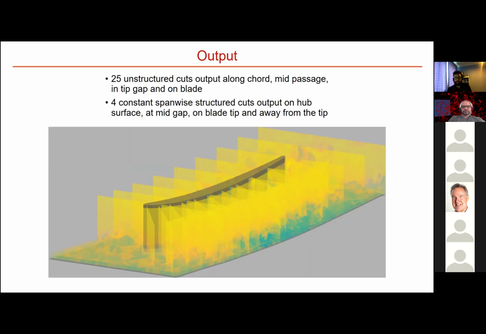The outputs of these simulations are 25 unstructured cuts and 4 structured cuts. The unstructured cuts are distributed along the chord, in the middle of the passage, in the tip gap, and on the blade itself. The structured cuts are at a constant span-wise height on the hub surface, at the middle of the gap, on the blade tip, and above the blade tip.